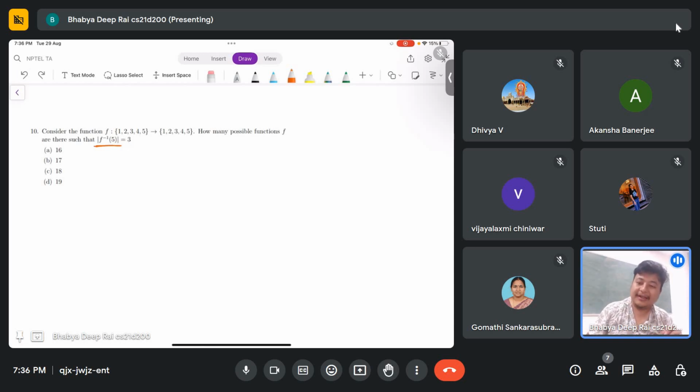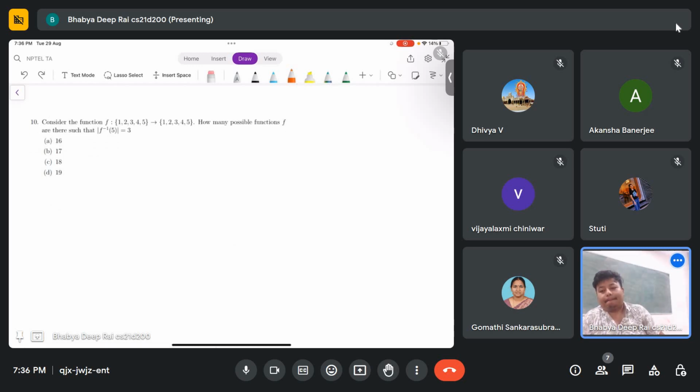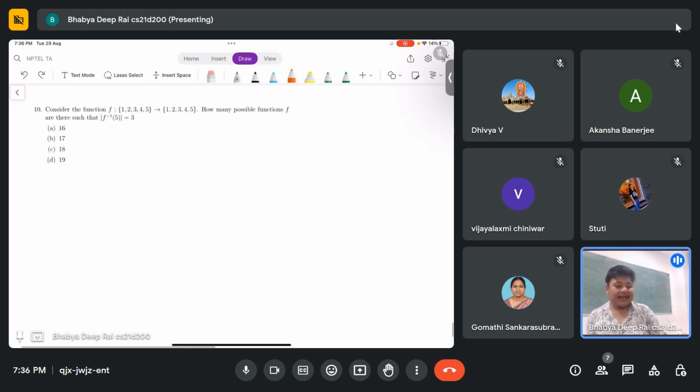This could be slightly more thought provoking. Please give it your hand. Try to think about this question. Consider the function f from one set of 5 elements to the same set of 5 elements. How many possible functions are there such that the size of f inverse of 5 is equal to 3?